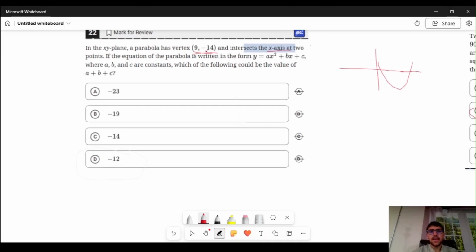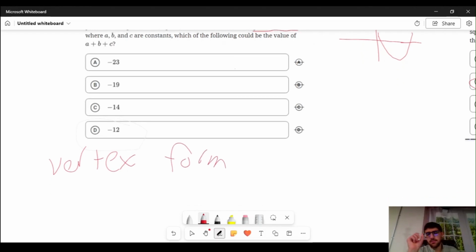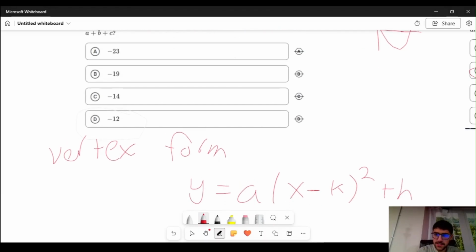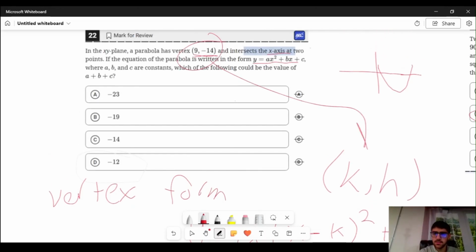So first thing, let's just try to get this into an equation. It's difficult to write a quadratic equation in this form with just a vertex. But there's a specific form called vertex form. I'm not sure about the h and k because that one confused me. But basically, y equals a times (x minus k) squared plus h, where the vertex is (k, h). So (9, -14) is this one right here.